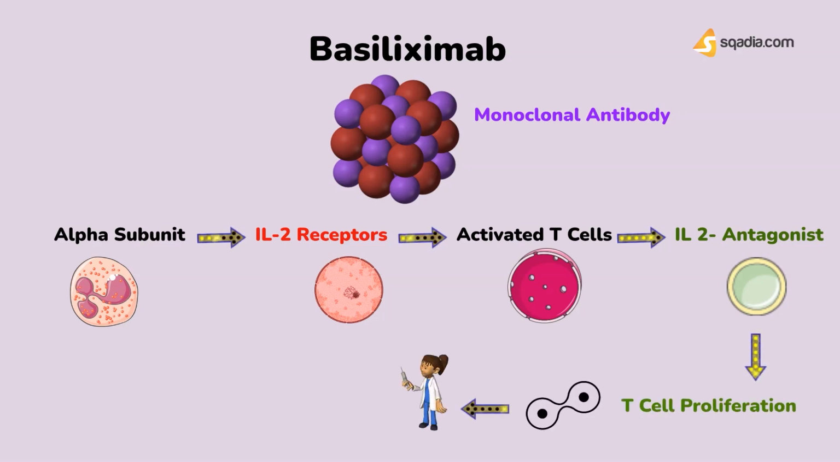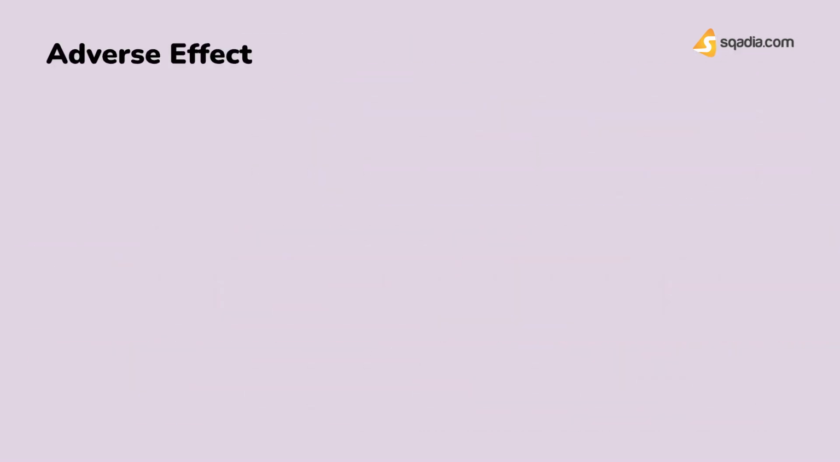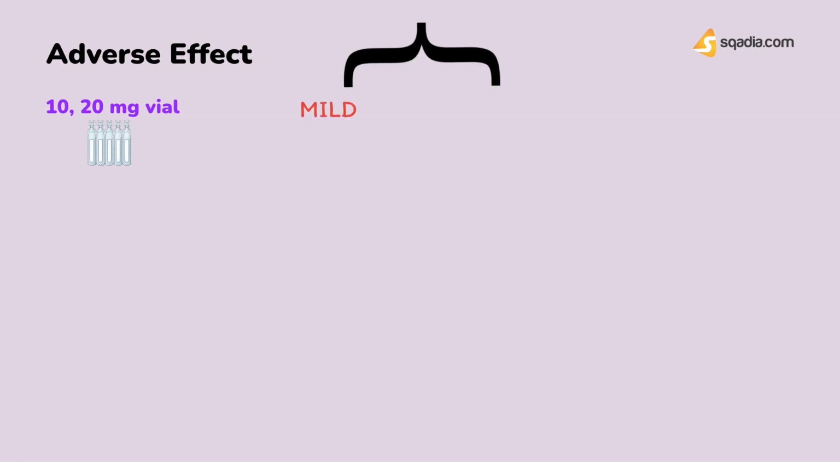One very important thing, it is given intravenously with corticosteroids in the acute rejection of kidney transplant. It comes in 10 and 20 milligram vials, but an overdose can cause serious side effects. These are divided into two parts, mild side effects and moderate side effects.